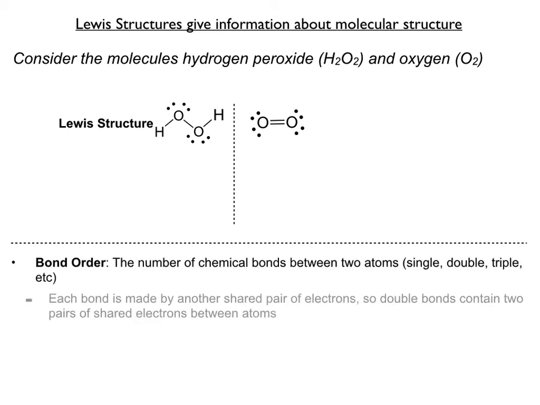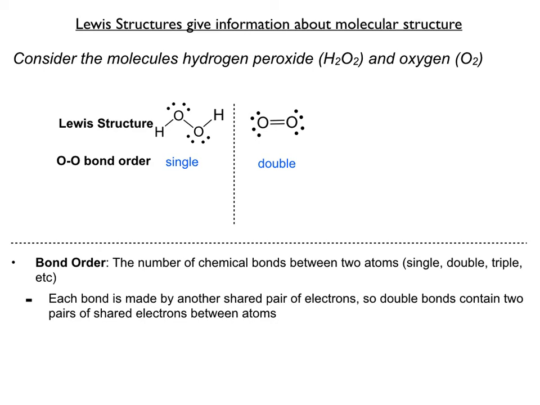The first one I'm going to define is what's known as the bond order. The bond order is simply how many chemical bonds are between 2 atoms. So we often just refer to this as there's a single bond, or a double bond, or a triple bond, etc. And we can look at this and say the bond order of that oxygen-oxygen bond of hydrogen peroxide is a single bond. And for molecular oxygen, O2, it's a double bond.